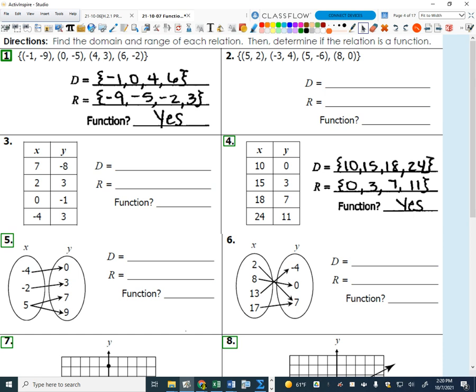Okay, let's look at some examples here. Let's take a look at this first one. They want us to find the domain and the range and then determine if it's a function. The domain is, we're going to use what's called set notation for this. When we want to write a set, we always enclose the elements of the set, if it's a discrete set like this, not a continuous one. How many elements are there in this set of points?